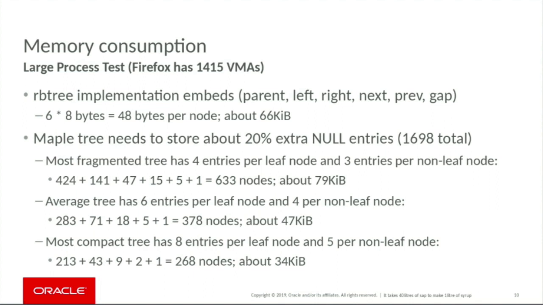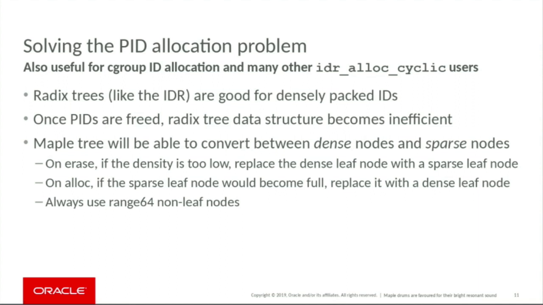Once we have our implementation fully debugged and we're able to provide data, I feel like this will be pretty exciting. But this is not the only problem I want to solve. I want to solve the RB tree problem, but I also want to solve the radix tree problems that I discussed earlier.